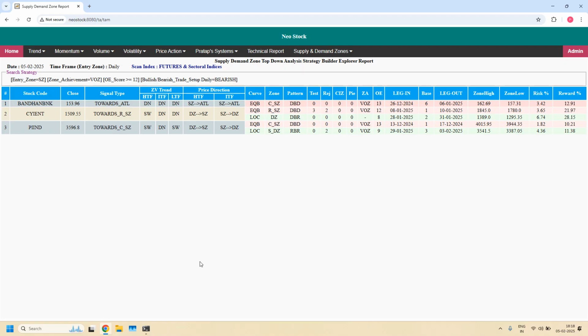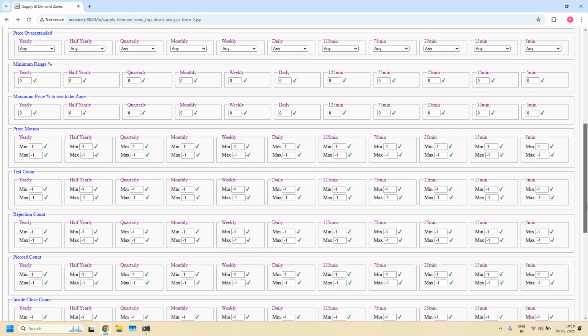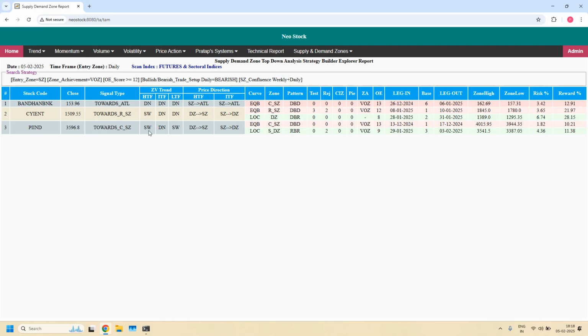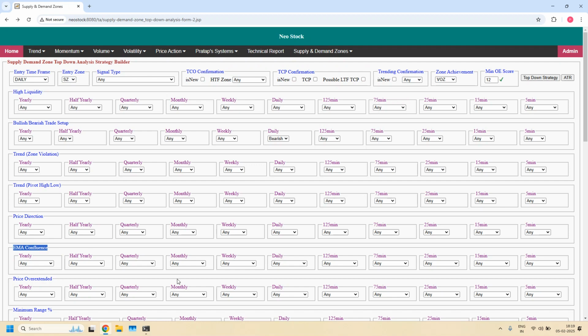These 3 supply zones are currently supporting bearish trade setup for monthly income trade. Entry time frame is daily supply zones. Out of these 3 daily supply zones, how many are having ITF confluence? Let us quickly verify. In the supply zone confluence, daily supply zone with weekly supply zone confluence, all the 3 stocks are filtered. That means all these daily supply zones are overlapped with weekly supply zone, and weekly trend is down. Let us verify weekly EMA confluence for weekly supply zone.